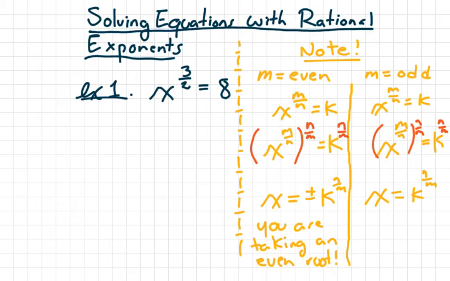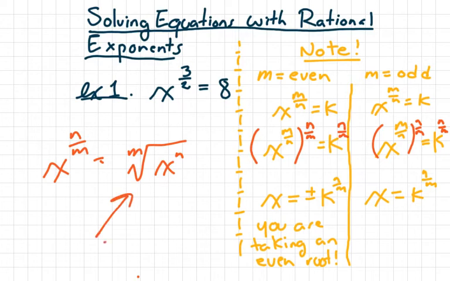If you remember your properties of exponents, if I have x to the n over m, that's equivalent to taking the nth root of x to the n, okay? So what you're doing is you're taking an even root. And if you remember from the quadratic formula and lessons before this, when you take an even root, you have to put this plus minus here.